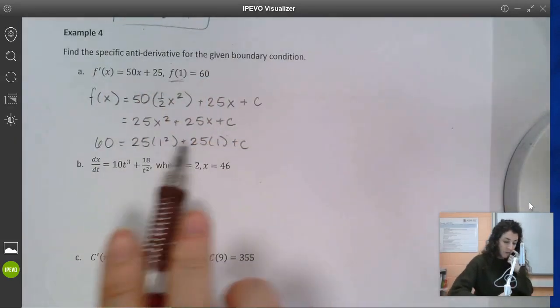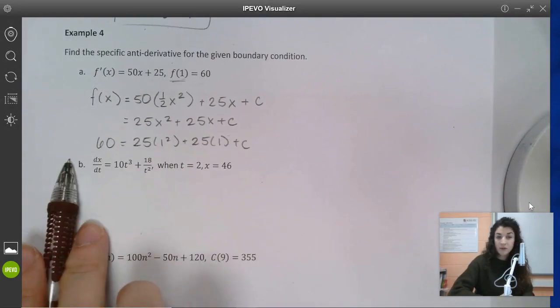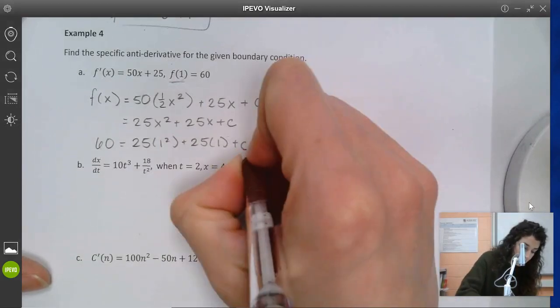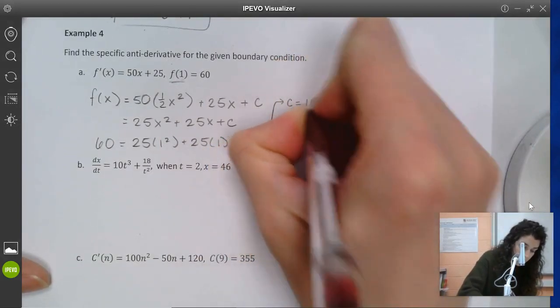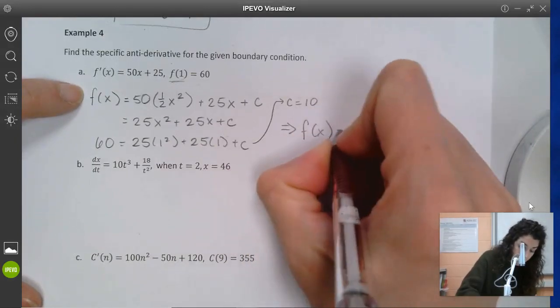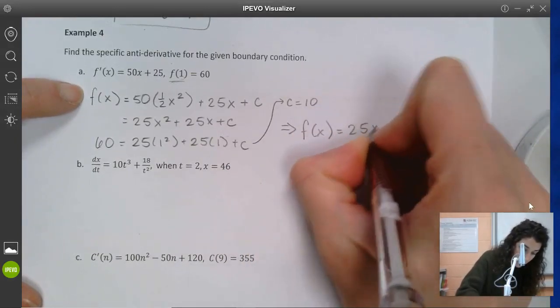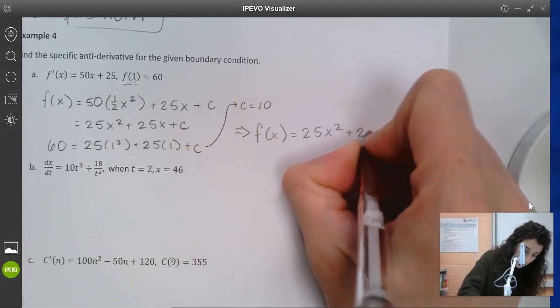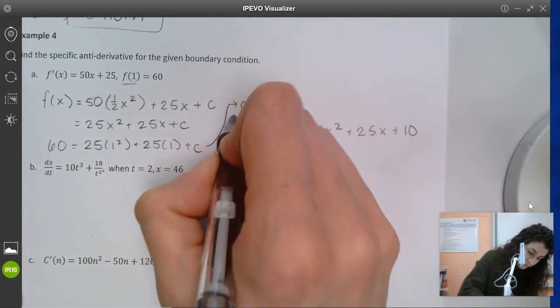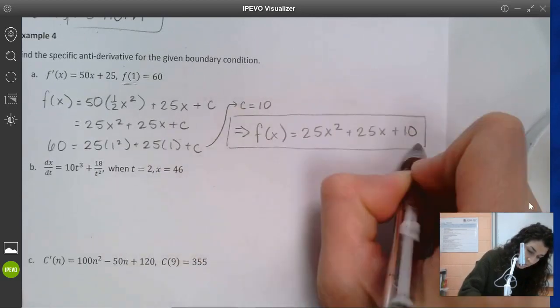That would be 25, 25, 50 total. Subtracting from both sides would be 10, or just use numerical solve. But you get that c equals 10, which means that your final specific function is f of x equals 25x squared plus 25x plus 10. Box it and move on.